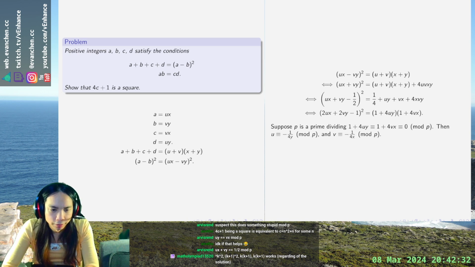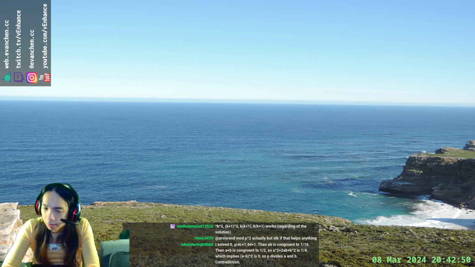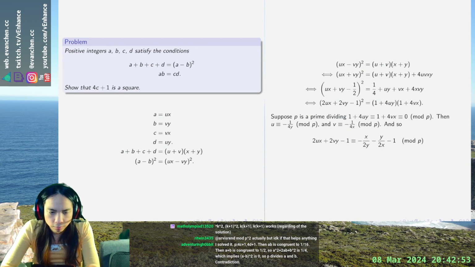And so when I look at 2ux plus 2vy minus 1, modulo P, this is minus x over 2y, minus y over 2x, minus 1 mod P. I think this is clean or something. This is like x squared... yeah, it's like x plus y squared, actually.